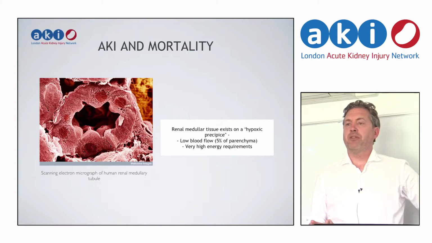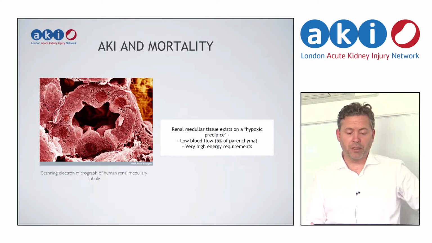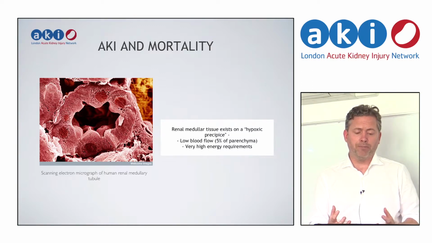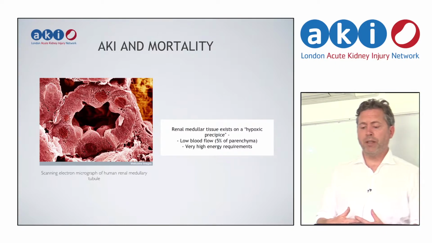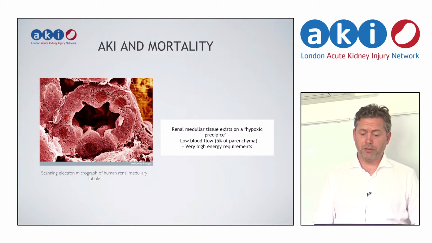What is the basis for this strong association between AKI and mortality? Well, we think probably these patients are not dying of hyperkalemia or pulmonary edema or acidosis. Well, we do understand that the kidney is a vulnerable organ as regards shock or periods when oxygen delivery to tissues does not meet demand, either due to increased metabolic activity or reduced delivery of oxygen.